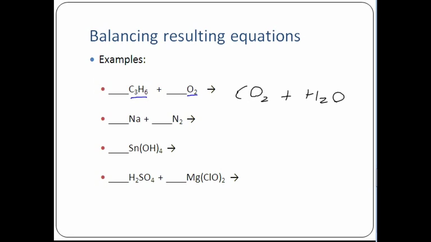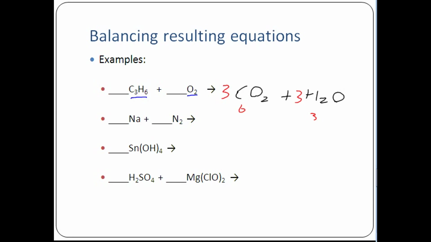Now we have to balance it. We have 3 carbons on the left and 1 on the right, so we put a 3 up here. We have 6 hydrogens on the left and 2 on the right. We put a 3 right there. And doing this, oxygens, we have 2 on the left. On the right, we have 6 that's right here, and then 3 that's right here gives us 9. But 9 and 2 don't work. We're going to have to go up a step. We're going to have to double what we've got here.